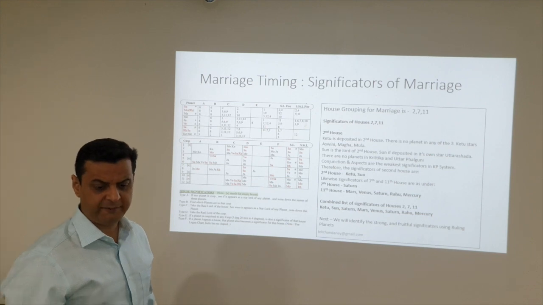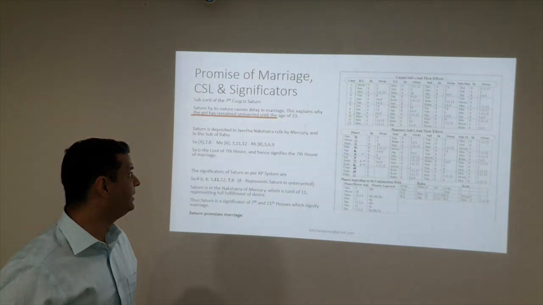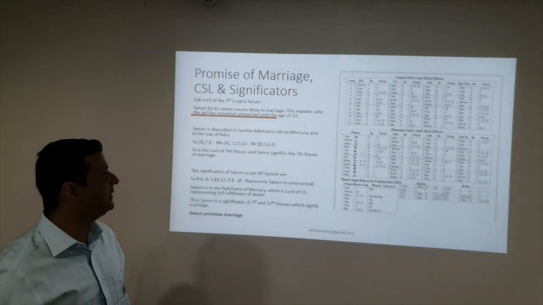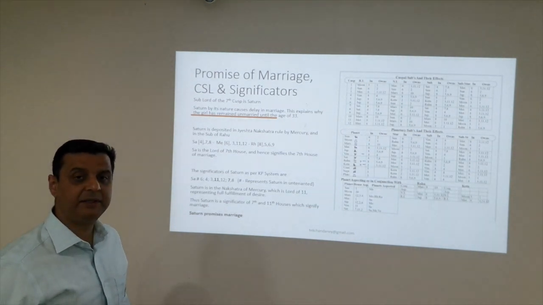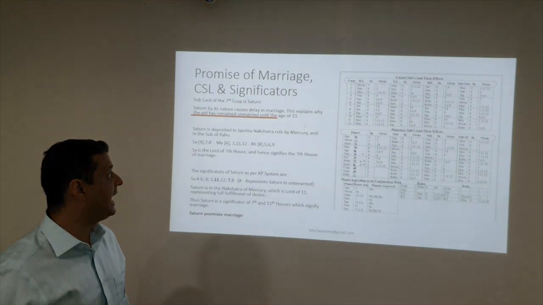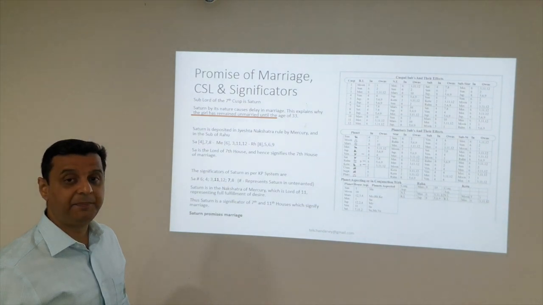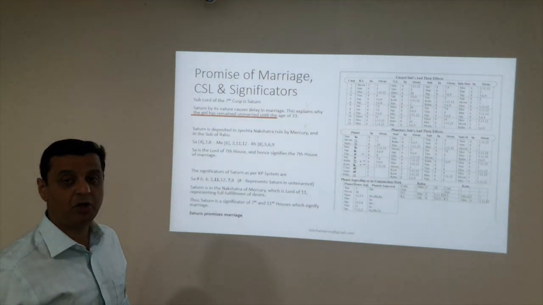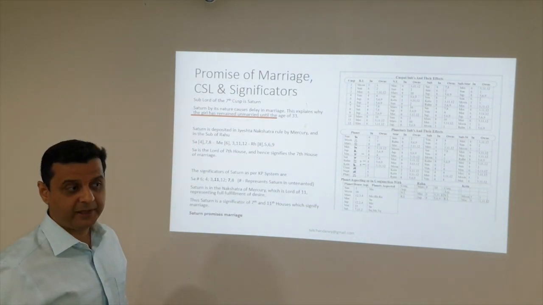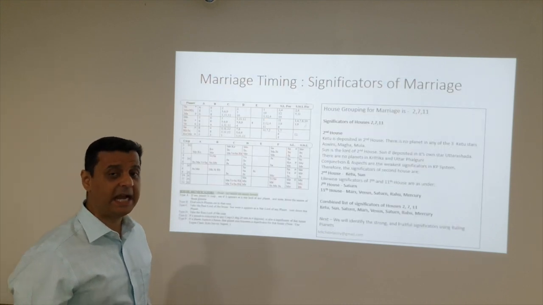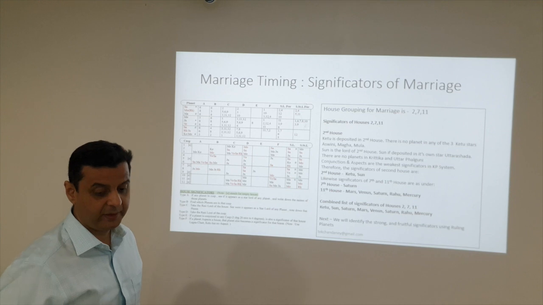One important thing that we would like to highlight: Saturn is known as the planet of delay. In this case, as you see, the native was born in 1987, and at the time of prediction, at the age of 33, the person was not married. So Saturn has actually caused delay in the marriage of this native. And as they say, Saturn delays but does not deny.